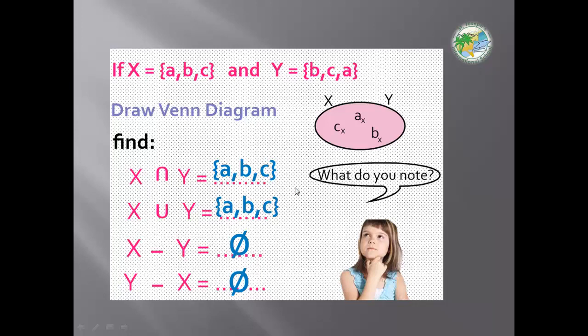It's a very easy question. Now, this is our lesson. X difference Y: which elements belong to X and don't belong to Y? We don't have any, because the two sets are equal in elements. Y difference X: which elements belong to Y and don't belong to X? We don't have any, so the answer is the empty set.